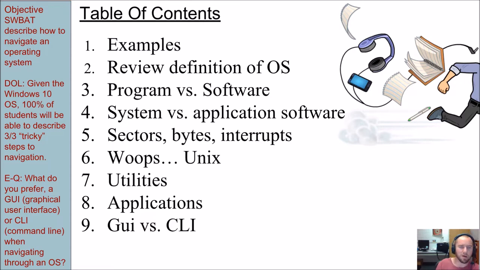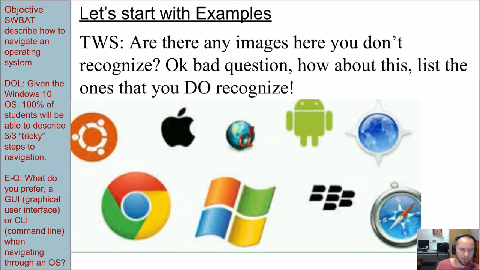I have a moment here where I feel bad for not talking about Unix, so I'm going to touch on that, of course. Another word that starts with a U is utilities. This is a big thing inside of operating systems. But the good stuff, the things you guys probably care most about, is applications. And last, I'll finish by explaining the difference between a GUI and a CLI. So let's start with those examples.